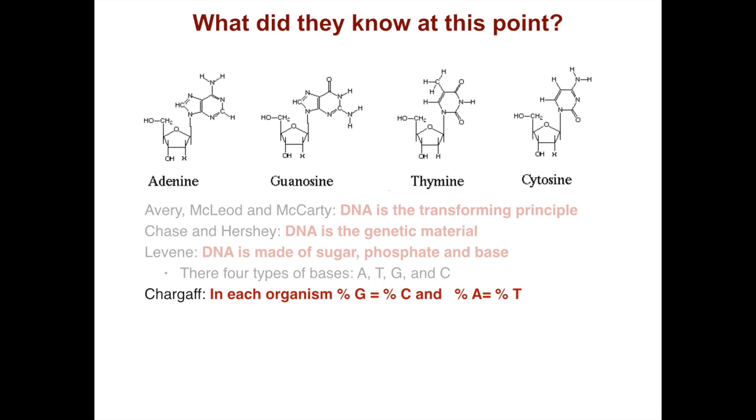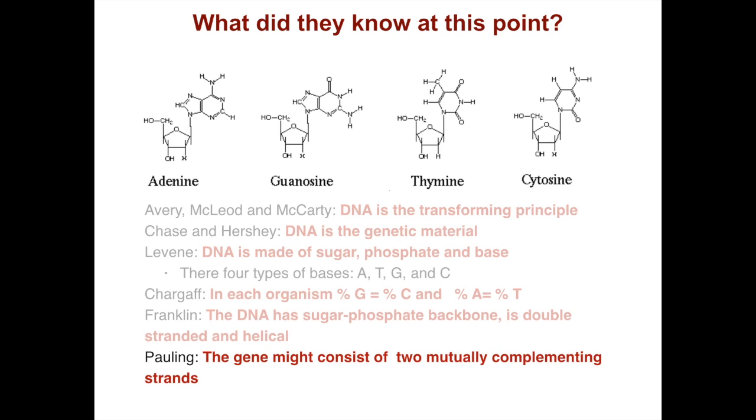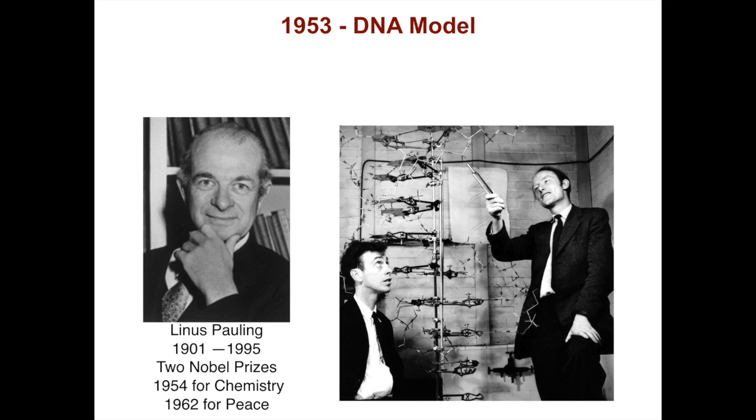Chargaff showed that in each organism, the percentage of G's and C's is equal to the percentages of A's and T's. Rosalind Franklin showed that DNA has a sugar phosphate backbone, that it's double-stranded and helical. And Pauling showed that the gene might consist of 2 mutually complementing strands. Watson and Crick step in and decide to do some modeling. And in 1953, they produced a model of DNA.